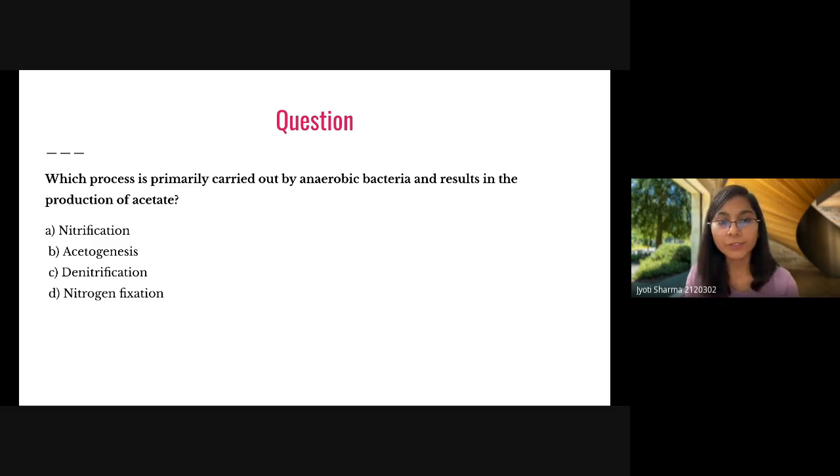So we have two conditions. The first is the bacteria should be anaerobic, so it means it is not utilizing oxygen. And the second condition is that bacteria should produce acetate. So you have to tell me the process where there is anaerobic bacteria and the output is acetate. I think from the question only you can guess something. Can you guess the right answer? Can you write in the chat box the answer, whatever you think suitable?